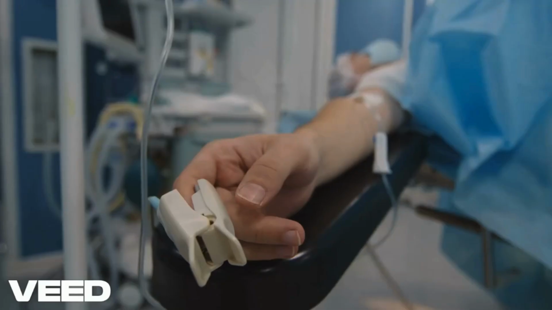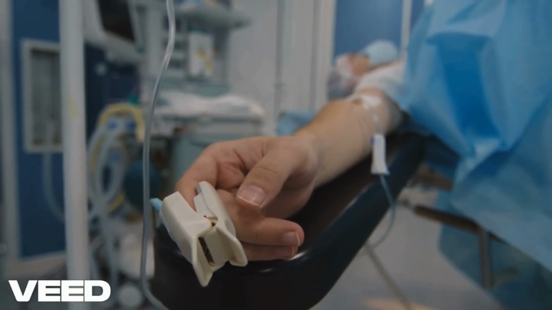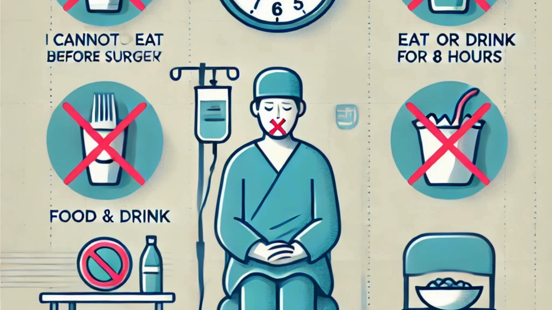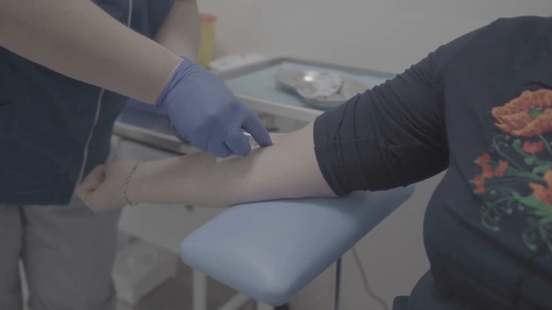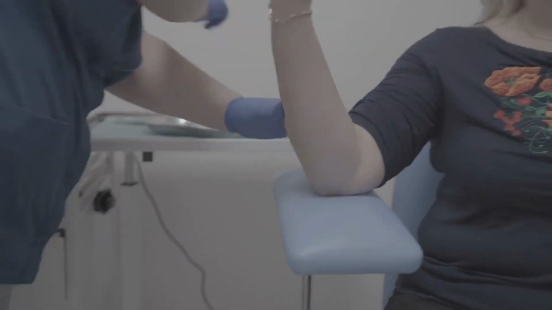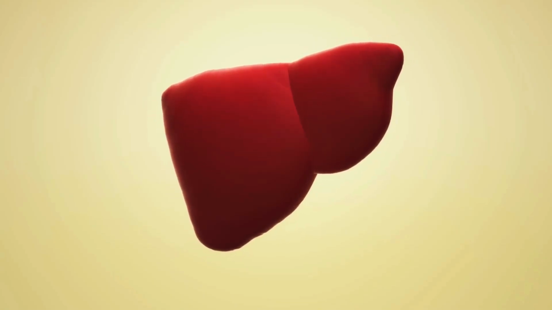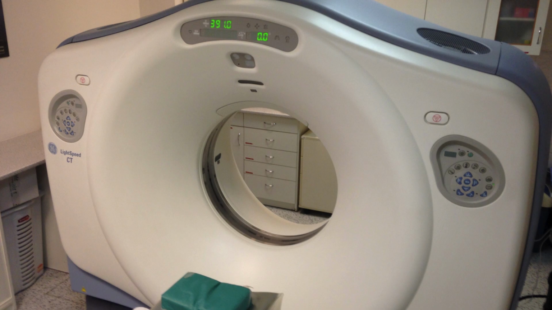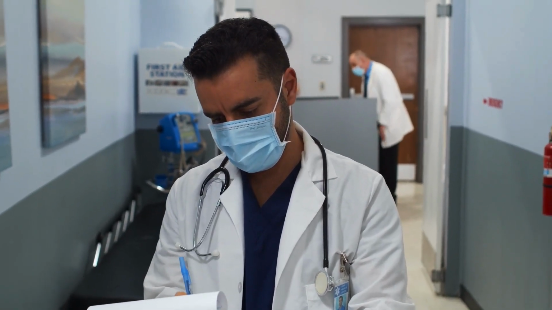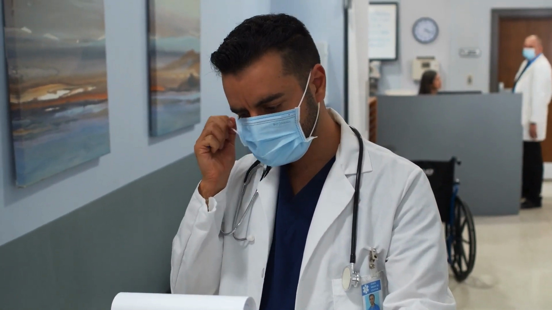Pre-op care for nurses. As nurses, it's crucial to ensure patients are well prepared for surgery. Here's what to keep in mind. Verify that the patient has not eaten or had anything to drink for at least 8 hours before surgery to prevent complications during anesthesia. Double-check that all required tests, like blood work, electrolytes, and liver function tests, are completed. Ensure that any imaging, like ultrasounds or CT scans, is available in the patient's chart.